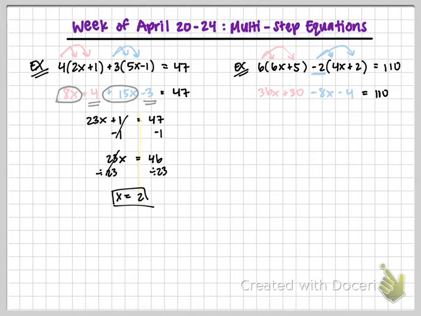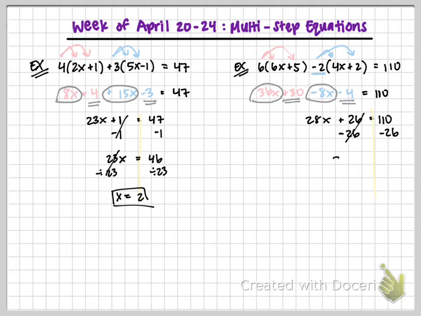I see that I can combine 36x with negative 8x, and then the positive 30 with negative 4. So when I combine 36x minus 8x, that should give me 28x. And then 30 minus 4, that should give me positive 26. Drop down the 110. It is a 2-step equation. Let's go ahead and undo the positive 26 by subtracting 26.